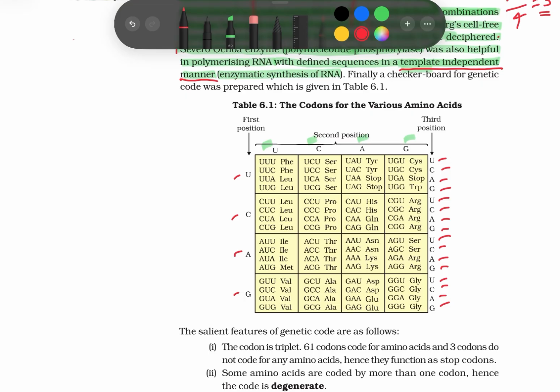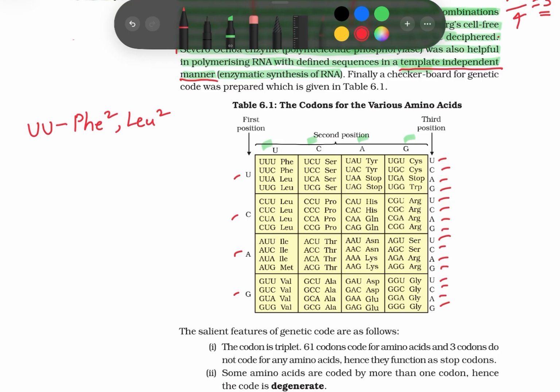But how can we remember? Here I am writing the sequence for our convenience. I think it may help to remember the code. Let us see, what is the first letter? U. The first letter is U, so again U here, U with U. In this UU sequence, we can write Phe square, Leu square. Phe, phenylalanine. The first two, UU is the sequence.